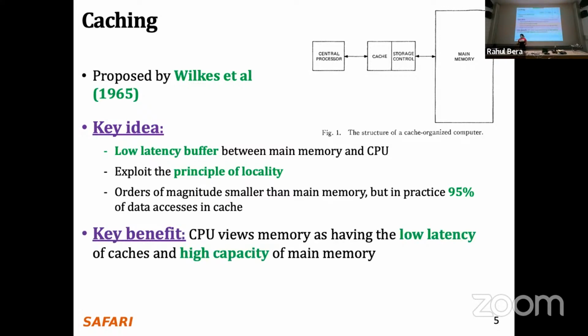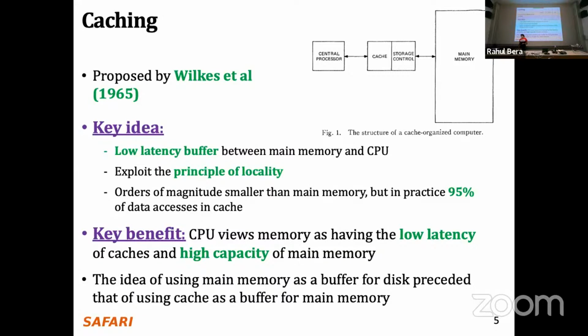The key benefit of this idea is that the CPU now views memory as having the low latency access times of caches, but with the high capacity of main memory. So in a sense, the CPU is really blind to this buffer that exists and just thinks of main memory as having really fast access times.